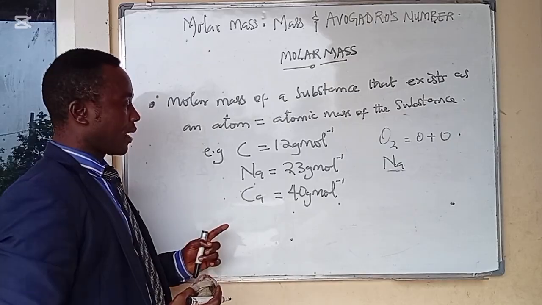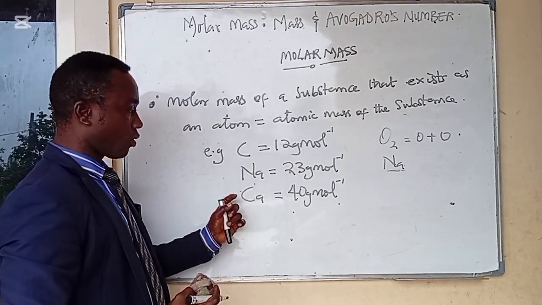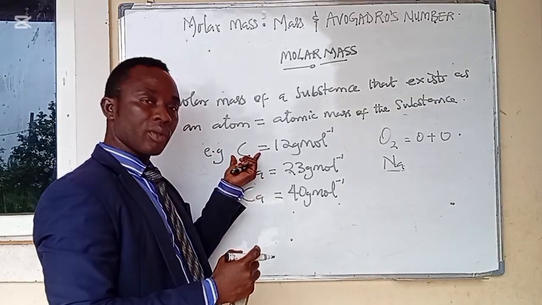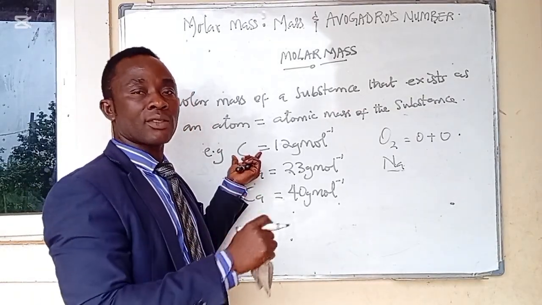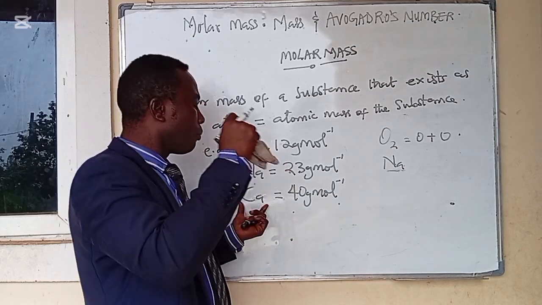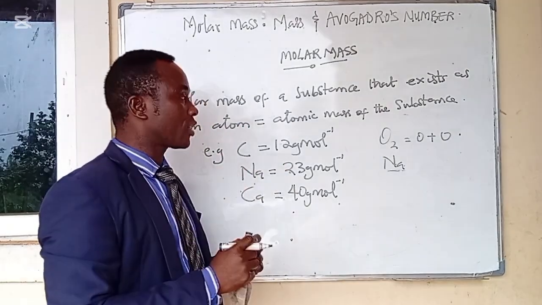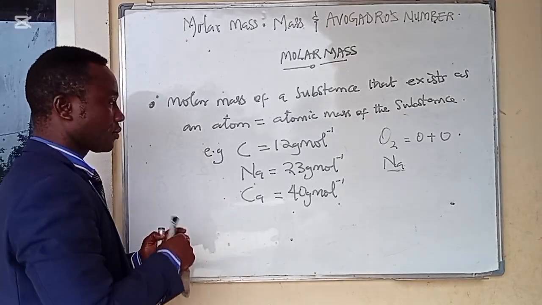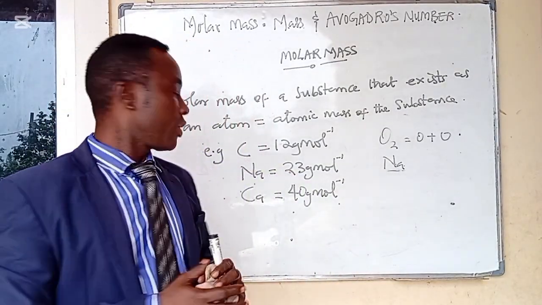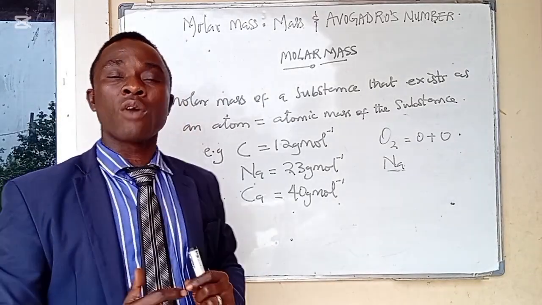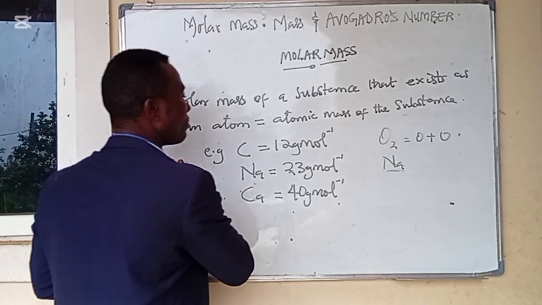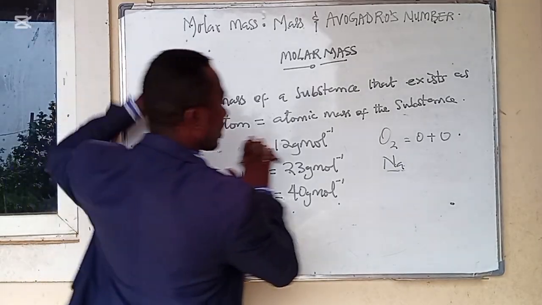So, the molar mass of any substance that exists as an atom is called the atomic mass. So, the atomic mass of carbon is the same thing as the molar mass of carbon. The atomic mass of calcium is the same thing as the molar mass of calcium, because calcium exists as an atom. What if the substance exists as a molecule? What will be the molar mass? Because we are looking at molar mass.